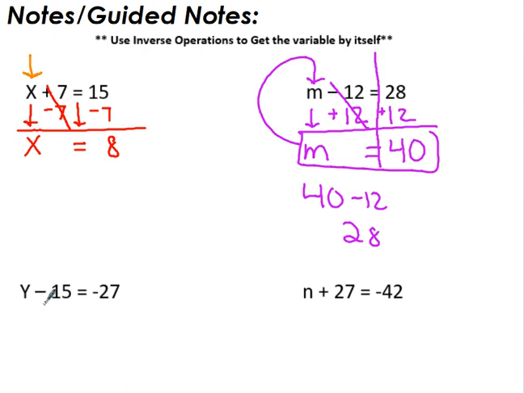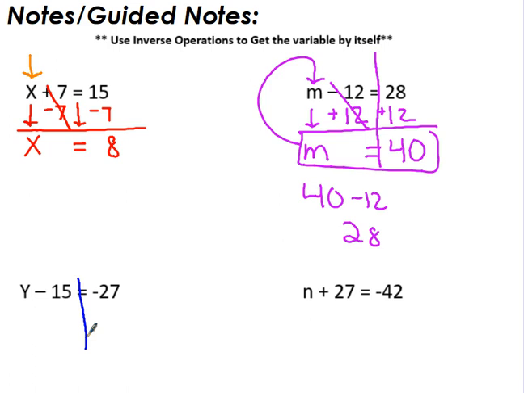Okay, so y minus 15 equals negative 27. So I have subtraction here. My goal is to get this y by itself. Whatever I do on one side of the equal sign, I have to do on the other side of the equal sign. I have to do my inverse operations to cancel stuff out. I want to cancel out minus 15.